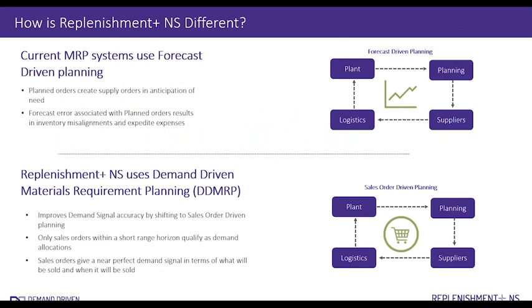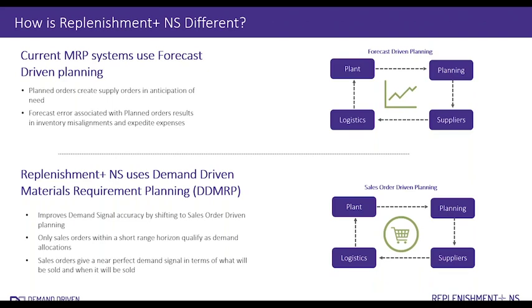The key difference in how Replenishment plus NS is different from other planning tools is this DDMRP concept. Now, current MRP systems are going to use forecast-driven planning, which means we have planned orders to create supply orders in anticipation of need. We typically have forecast errors associated with planned orders, which results in inventory misalignments or even expedite expenses.